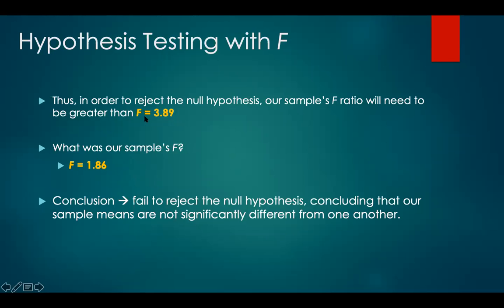But what was our sample's? 1.86. So the conclusion is that we have failed to reject the null hypothesis, concluding that our sample means are not significantly different from one another.